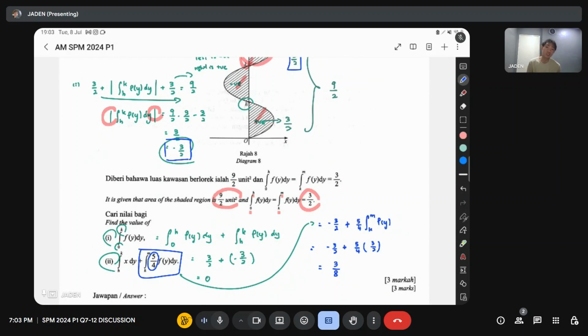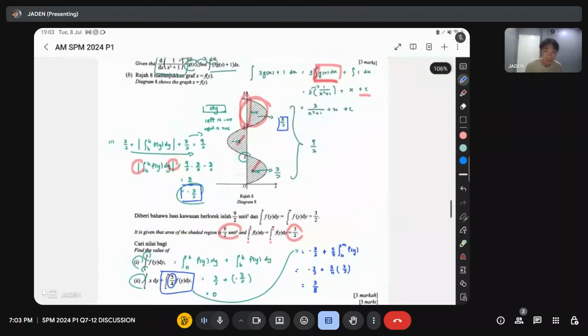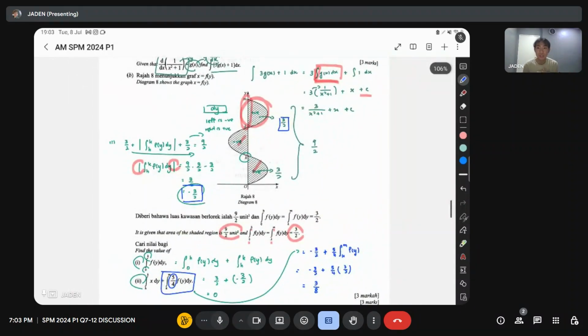It's all about integration and understanding it. Now you may consider pausing the video and writing down whichever you need. And then we'll move on to question 11.